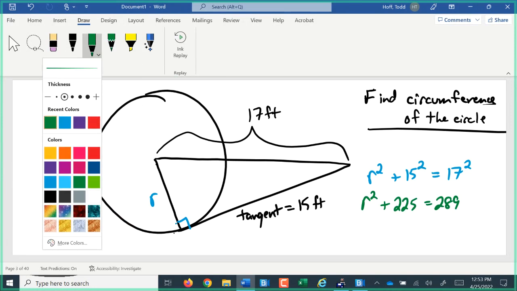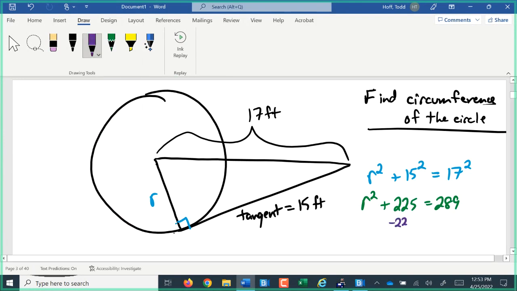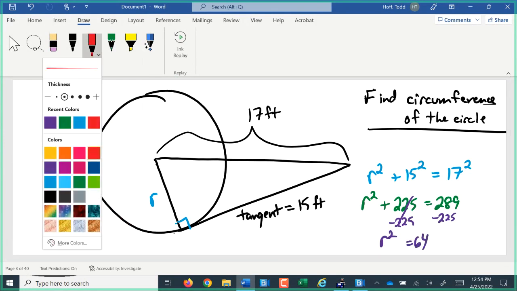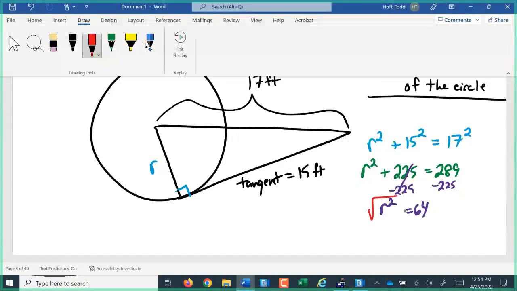Now what? 15 squared is 225. 17 squared is 289. So we subtract 225 from both sides, which is 64. r squared equals 64. Square root of 64 is 8. So our radius here is 8 feet.